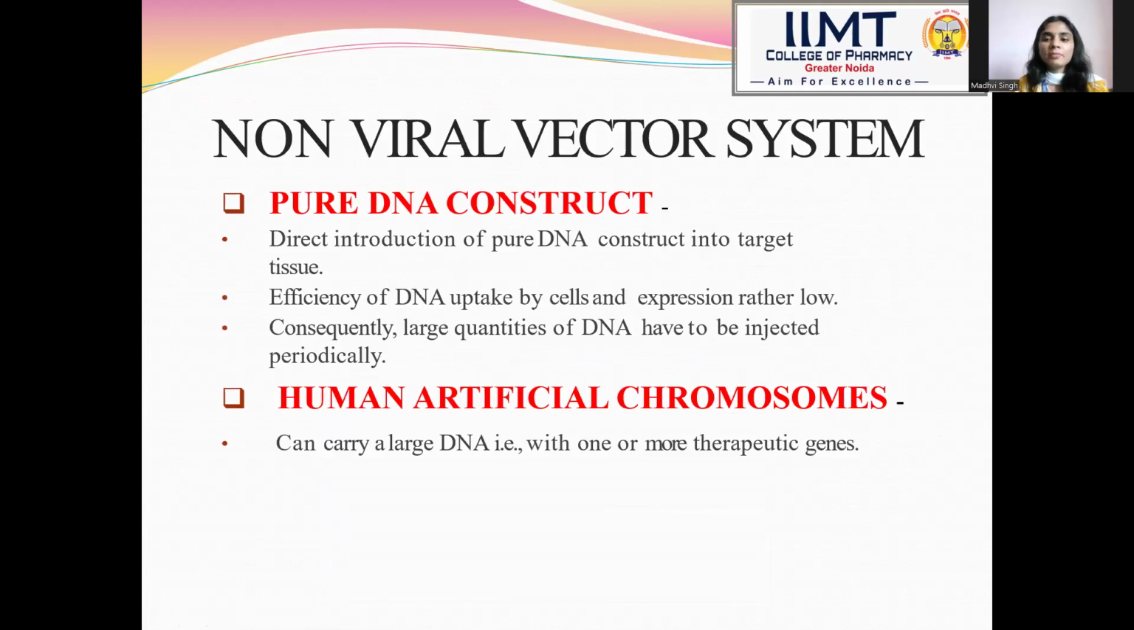Next is the non-viral vector system. Pure DNA construct. In this, pure DNA construct is directly introduced into target tissue. The efficiency of DNA uptake by cells and expression is rather low. Consequently, large quantities of DNA have to be injected periodically. Human artificial chromosomes can carry a large DNA with one or more therapeutic genes.